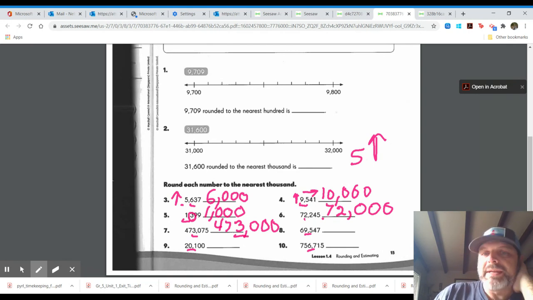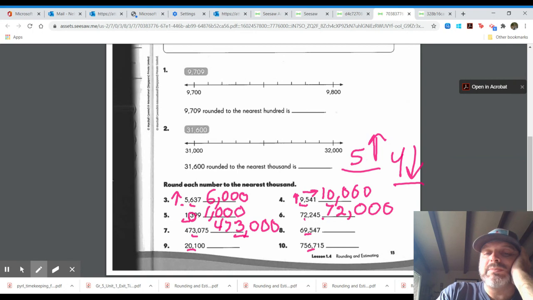Okay, good. And then this number 8, you got 69,547. Now here's a tricky one because the 9, that's 95, right? And 95, I said if it's a 5 or above, it goes up. If it's 4 or less, it stays the same. So here we have a 5. So that 95 is going to go to 100.